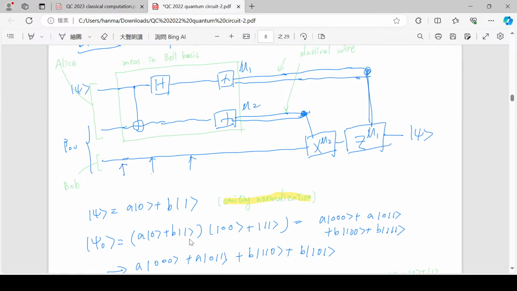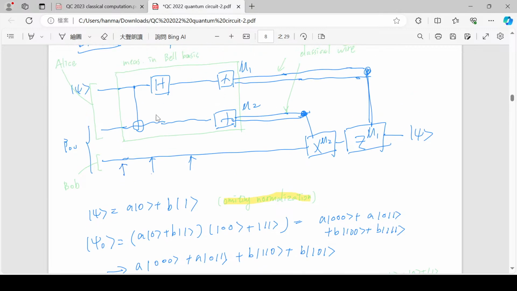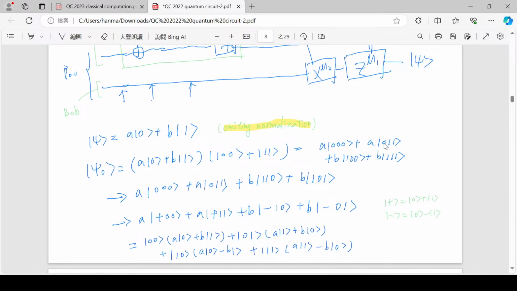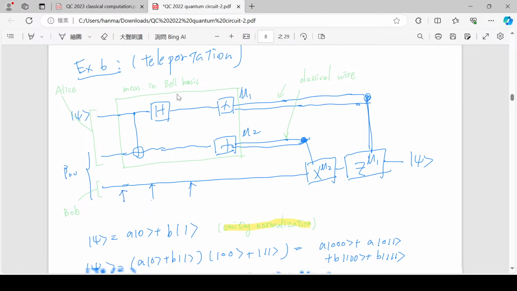Anyway, we start with a0 plus b1 tensor 00 plus 11. So that's a000, and then just expand out: a011, b100, and b111. Then you do CNOT on the first 2 qubits, adding the first qubit to the second. When the first qubit is 0, nothing happens, and when the first qubit is 1, the second qubit flips, so 1 becomes 0. And then you do Hadamard, so now you get more states as outcome.